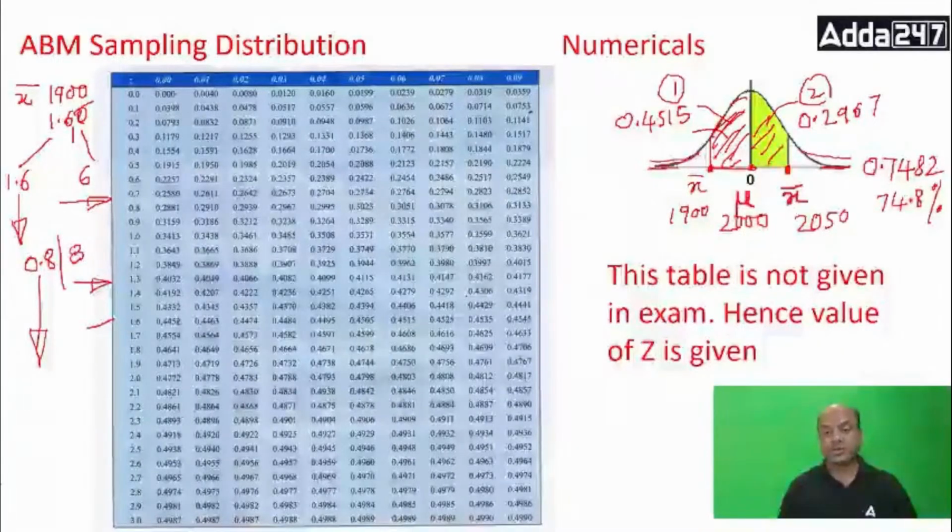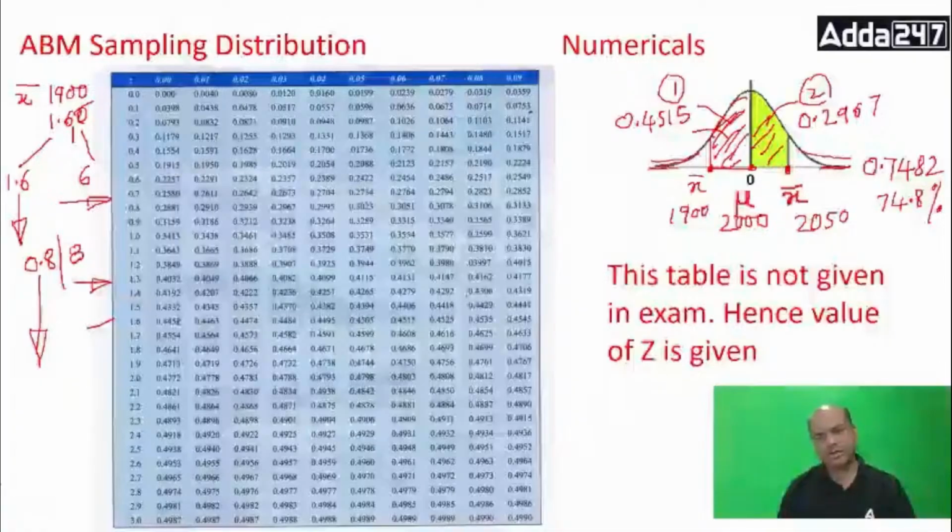Now this is a big question, Ravindra. See, in the exam, will they give you this table? This is a very big question. Up till now, they have not given this table. Okay. So then what happens? You'll say, how will we find out the probability then? So they will not ask you for probability then.